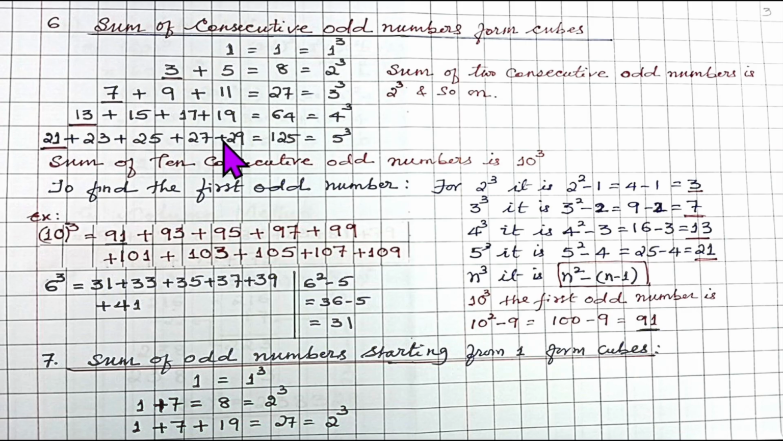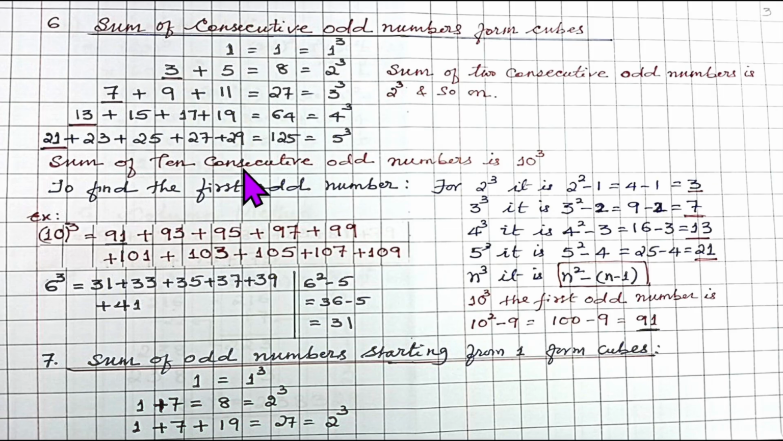From 21 you have to add the consecutive odd numbers. From 3 you have to add the consecutive odd numbers. Here you have to add 2 consecutive odd numbers, here 3, here 4, here 5. So that is what you have to remember in this. But otherwise, when we add consecutive odd numbers, we get perfect cubes. But which is the first number is what we have to know how to find.